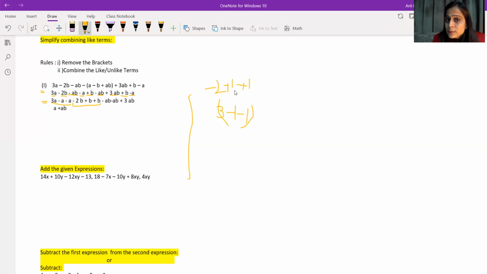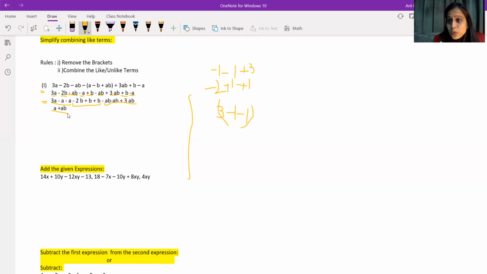Minus 2 plus 1, minus 1, minus 1 plus 1, 0. And then minus 1 plus 3. You just can write in order to solve it. Minus 1 plus 3, then you can solve it. Minus 1 minus 2 plus 3 is 1. So it is our final answer.